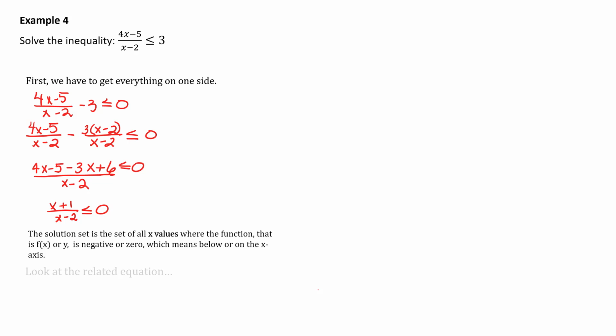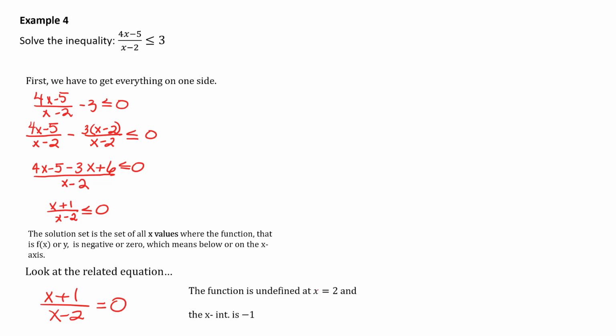That's just a reminder that that's what we're doing when we find the solution set. All right, so there are two issues here for this equation, x plus 1 over x minus 2 equals 0. The function is undefined at x equals 2, so that's where the asymptote is, and it has a 0 at -1. That is, it has an x-intercept at -1. So it crosses the x-axis at -1, and it will change from positive to negative or from negative to positive at that point.